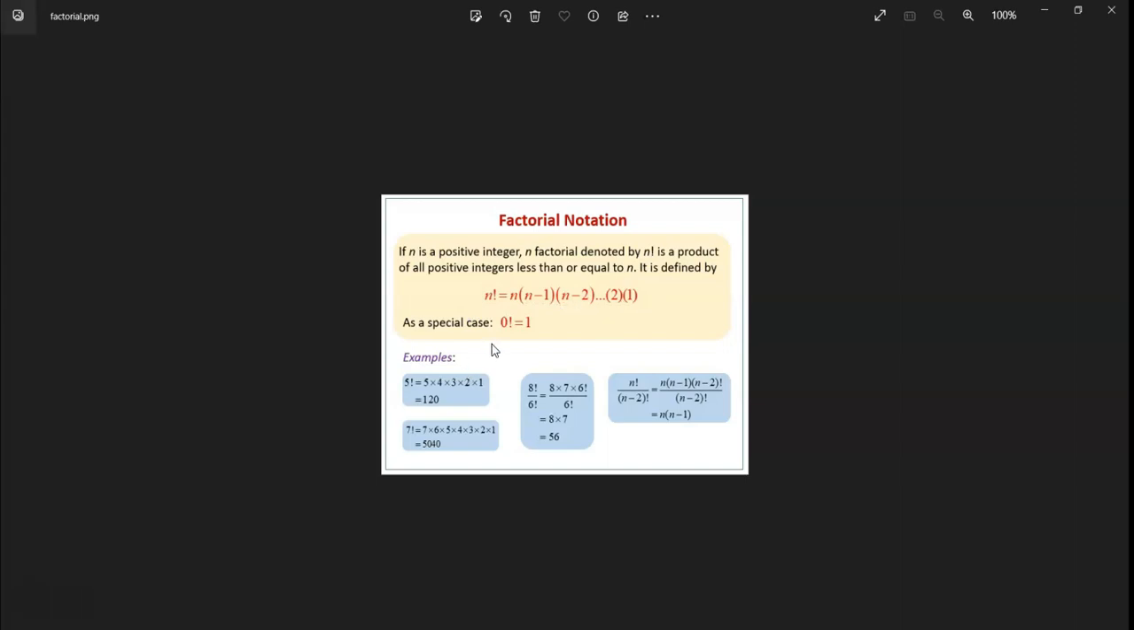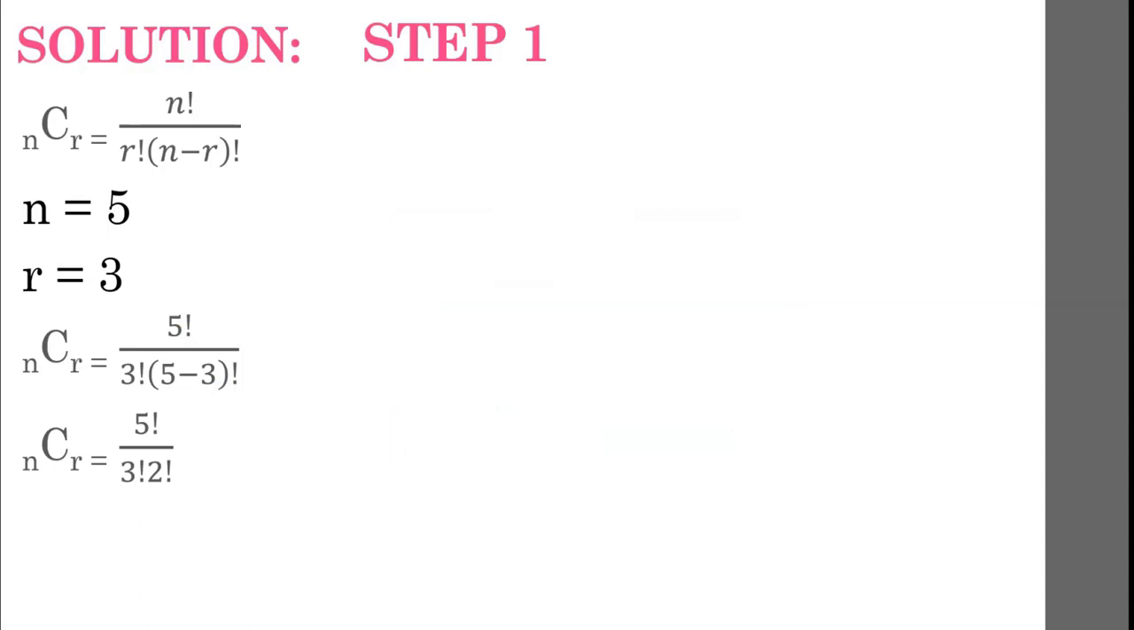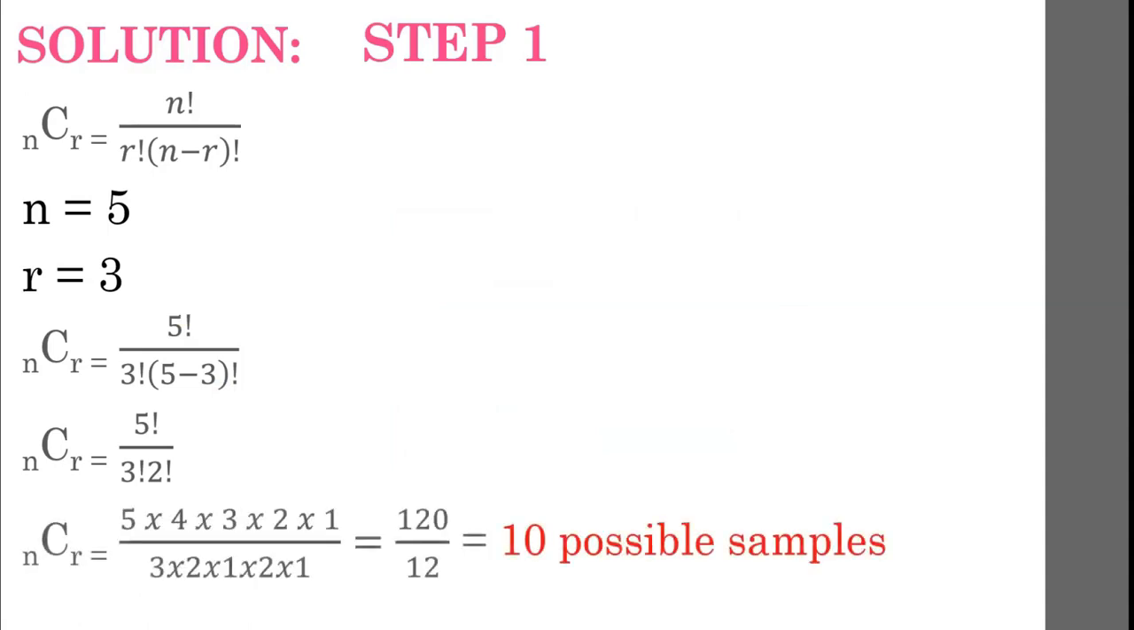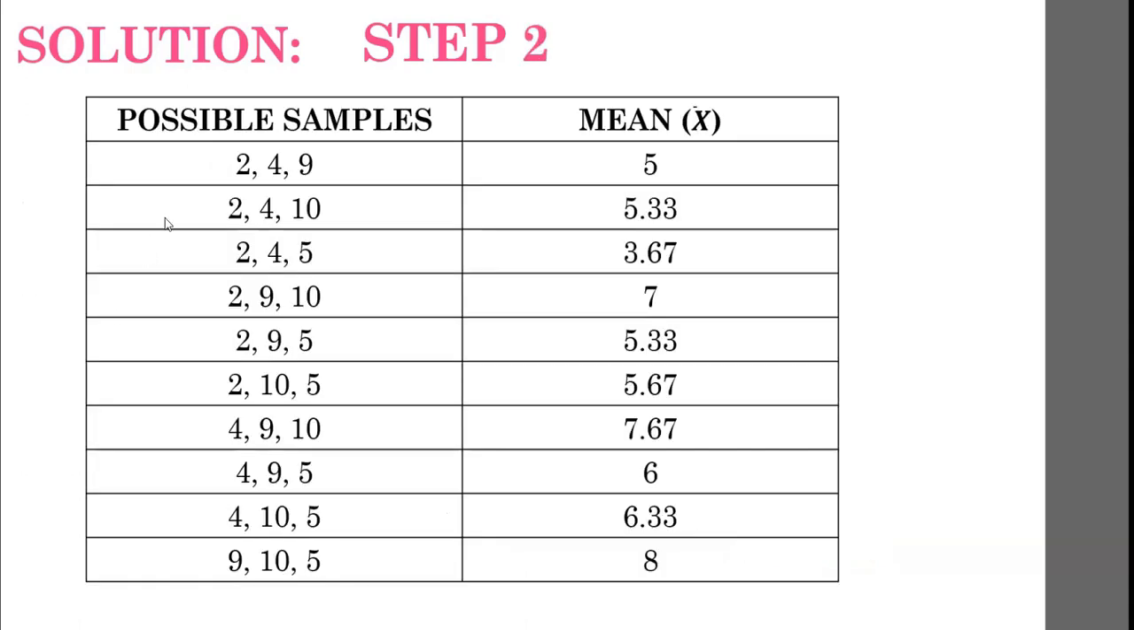which is equal to 120. Going back to our solution, 5 factorial is equal to 5 times 4 times 3 times 2 times 1 over 3 factorial, which is 3 times 2 times 1, times 2 factorial, which is 2 times 1. So simplify. 5 times 4 is 20 times 3, that's 60. 60 times 2 is 120 times 1, 120. Now, 3 times 2 times 1 times 2 times 1 is equal to 12. We divide 120 divided by 12 is 10. Hence, we can conclude that we have 10 possible outcomes from our problem.